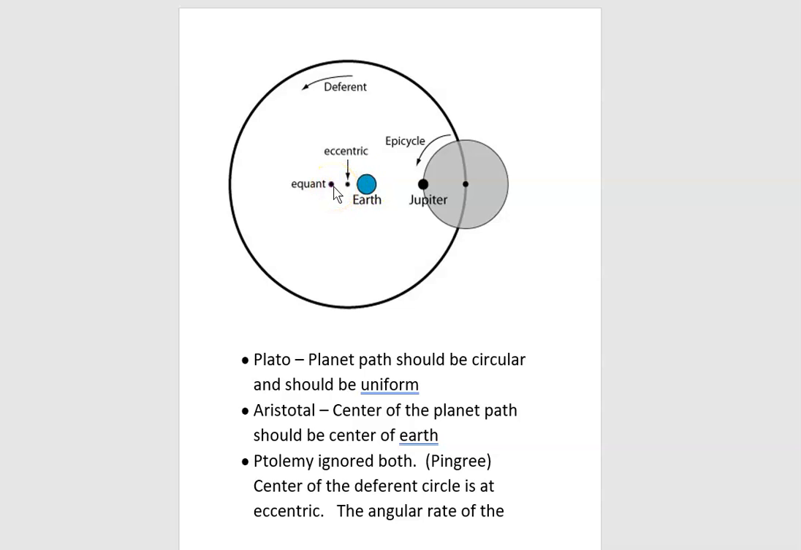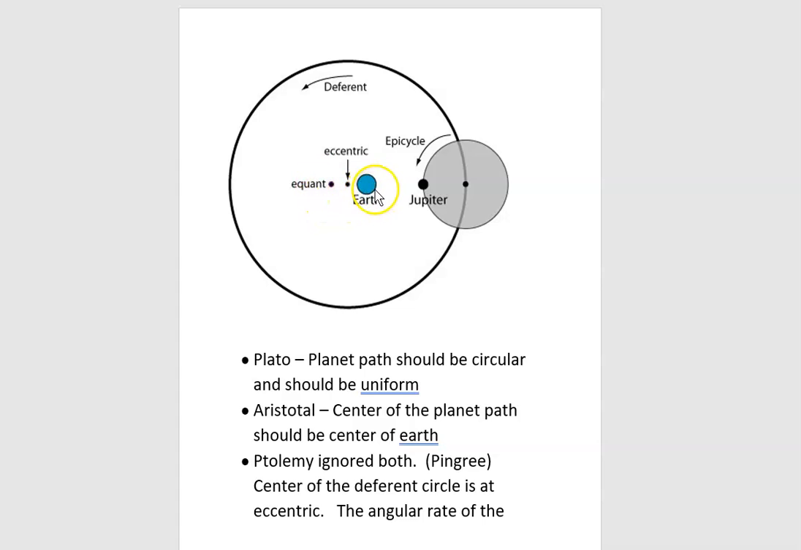So what does the equant do? What the equant does is that the angular velocity of the center of the epicycle is constant when looked at from the equant.